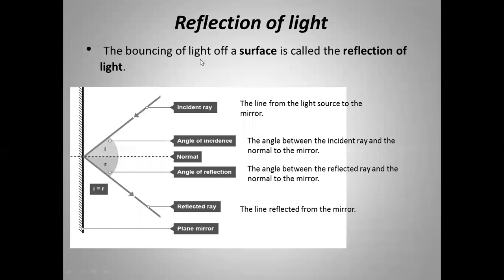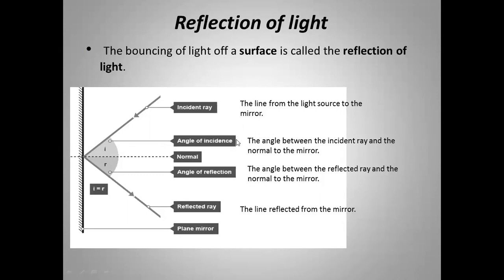Reflection of light. The bouncing of light off a surface in the opposite direction is called the reflection of light. Let's see how reflection occurs, for example, on a mirror. To construct the ray that comes from the light source and the ray that is reflected from the mirror, we have to draw a normal line, which is perpendicular to the mirror.